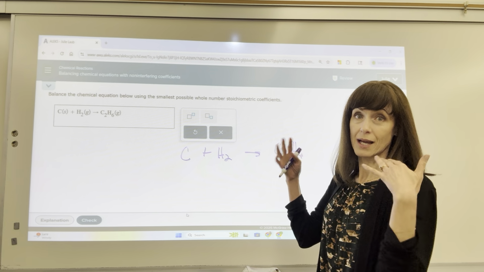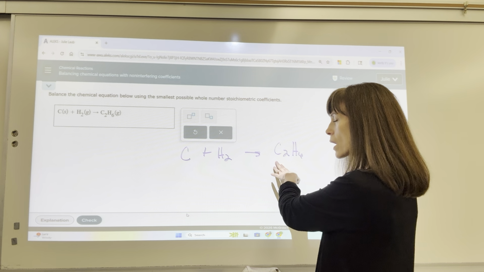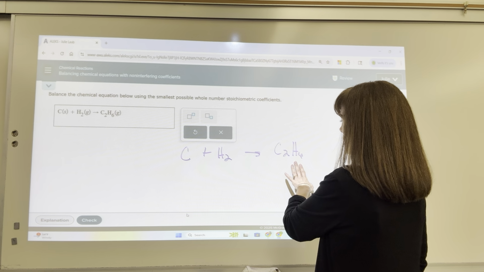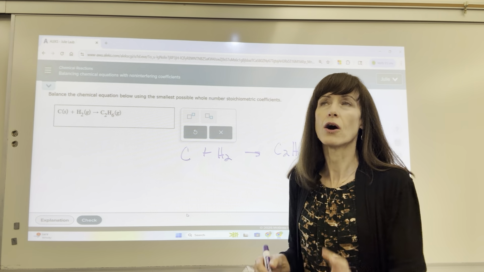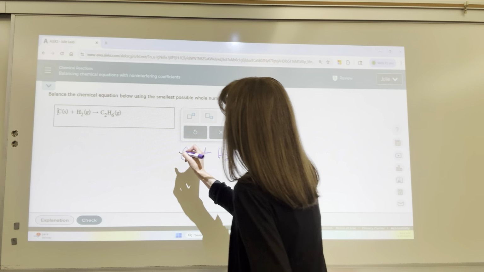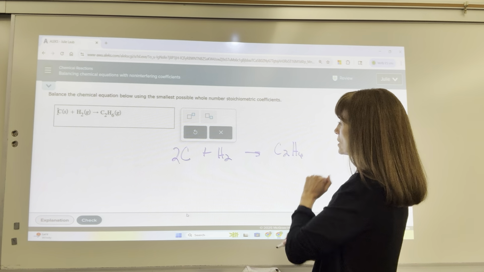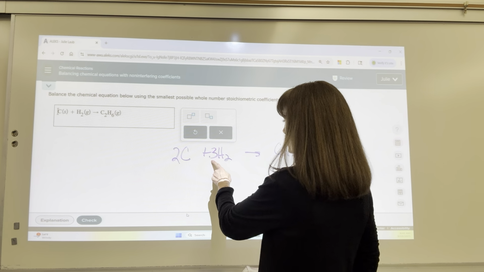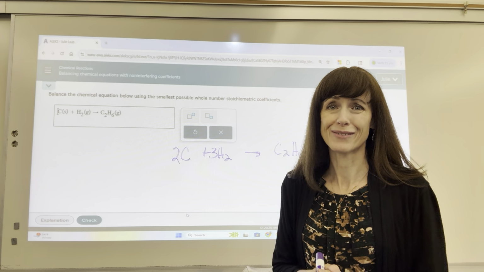I notice, so I am still assessing how many atoms I have on each side. 1 carbon, 2 carbons, 2 hydrogen, and 6 hydrogen. So I'm going to start with the carbon. I always leave hydrogen and oxygen for last. I've got 2 carbon, so I put a 2 here. 2 carbon, 2 carbon. Then I've got 6 hydrogen. I put a 3 right here. 3 times 2 is 6. 6 hydrogen, 6 hydrogen. Wow, we are done.